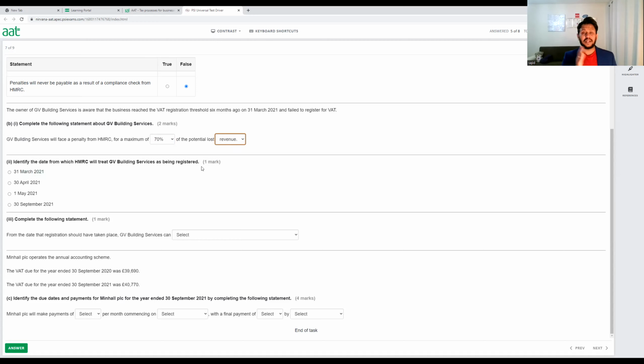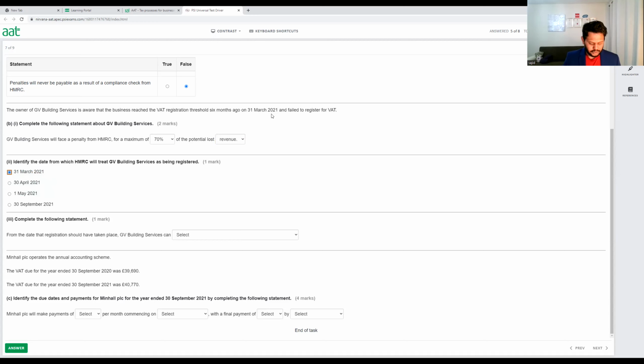Identify the date from which HMRC will treat GV building service as being registered. So 6 months before the day they reach the threshold, from that day, HMRC will believe you should register from that time. You have to pay the VAT from that time. You didn't do it, so that means you have to still pay the VAT from that day. So if we say 31st of March, they will consider you should register when we are now. The question says 31st of March 2021.